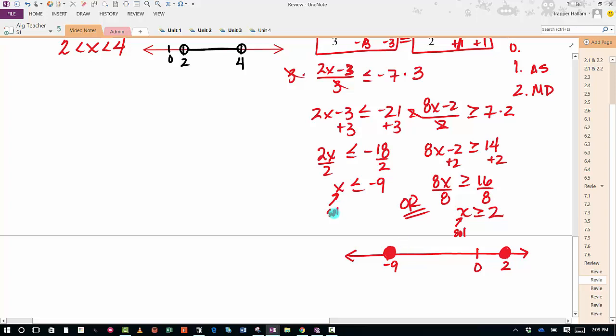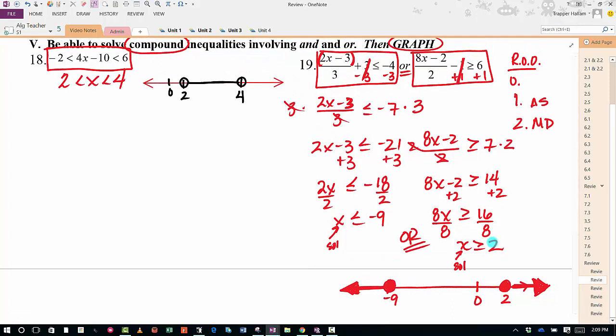So let's check this now. Our solutions are less than or equal to -9. So if they're less than or equal to -9, that means I'm graphing on the left side, because it's everything less than -9. And over here it says our solutions are greater than or equal to 2. So I'm graphing to the right. So there's our compound or inequality graphed out.